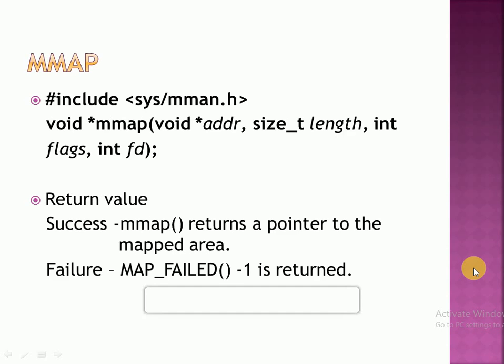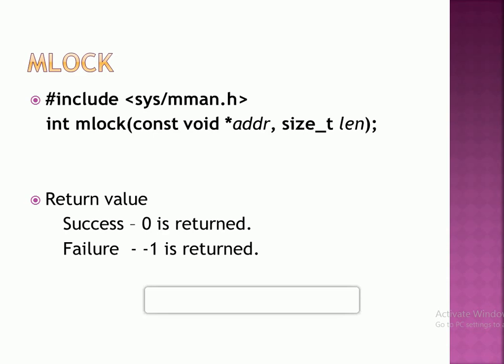The next one is mmap. mmap creates a new mapping in the virtual address space of the calling process. On success it returns a pointer to the mapped data, and on failure it returns -1. The next one is mlock. Mlock locks part or all of the calling process's virtual address space into RAM, preventing that memory from being paged to the swap area.